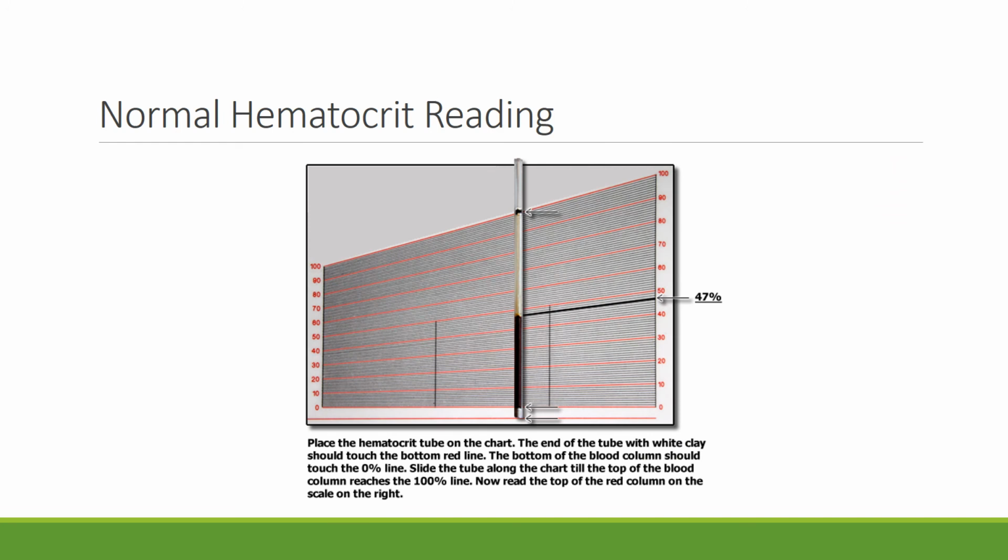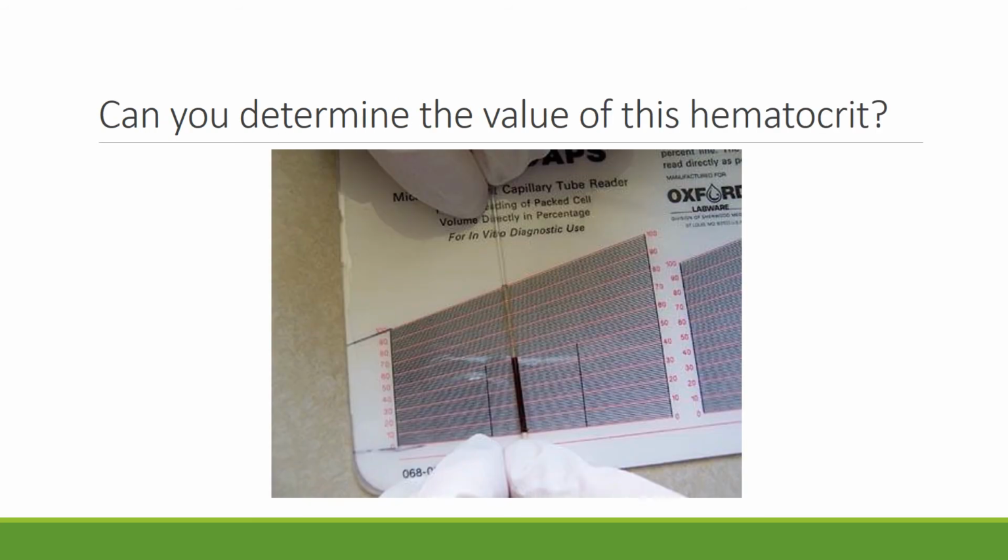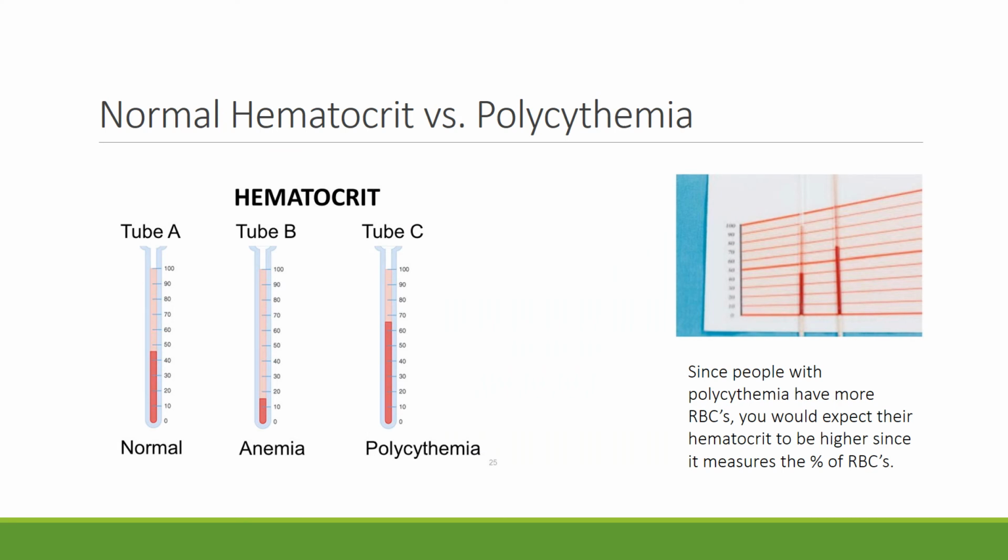Remember the things we said to do on the last slide when reading a hematocrit tube. Take a look at this picture and see if you can determine why the value is 47%. What is the value of this hematocrit? The answer is on the following slide. The answer to the previous hematocrit value was 50%.